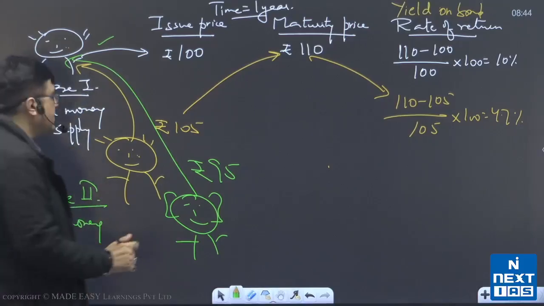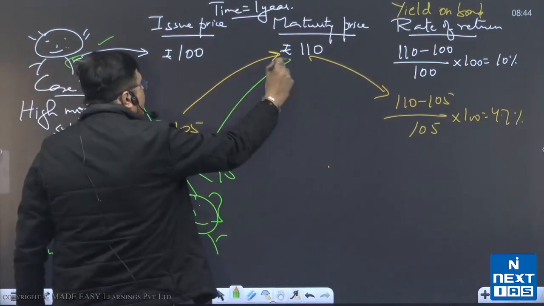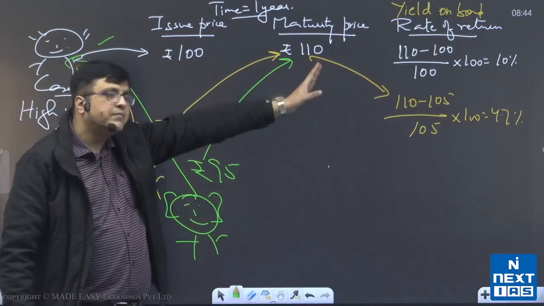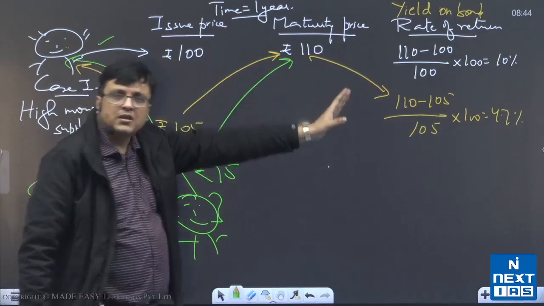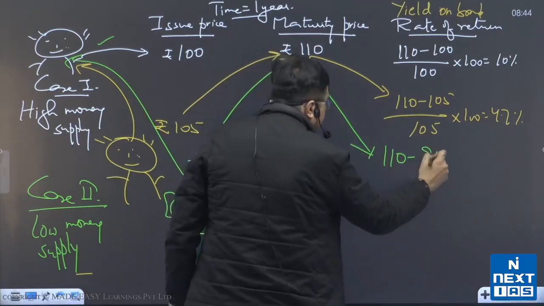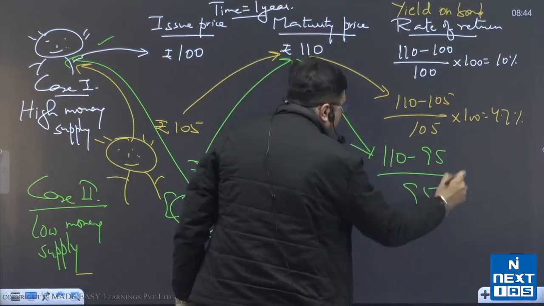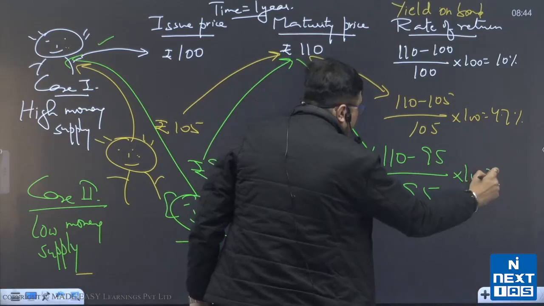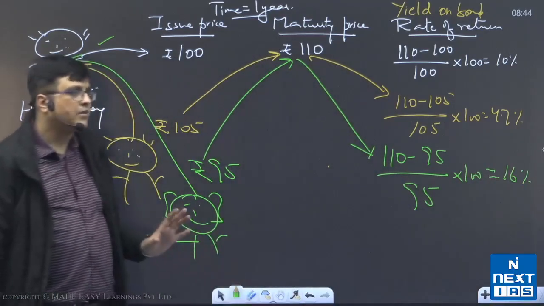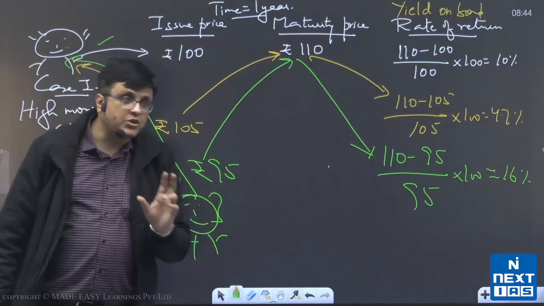Suppose it happens, again this person after 1 year, if this person holds the bond for 1 year, will get 110 only, because that's the promised amount. In that case, the rate of return for this person will be far higher at approximately 16%. You understand that? I'm trying to teach you something here.